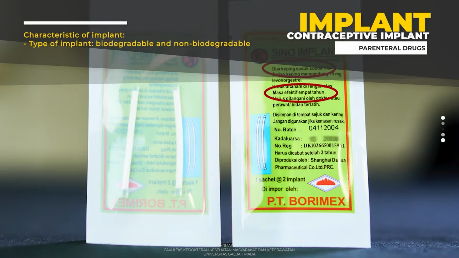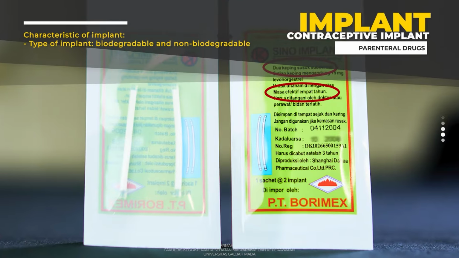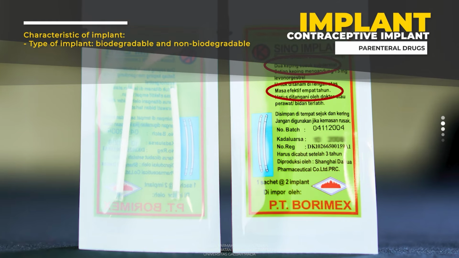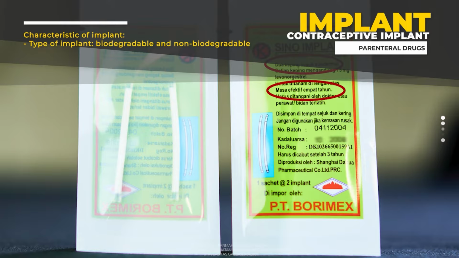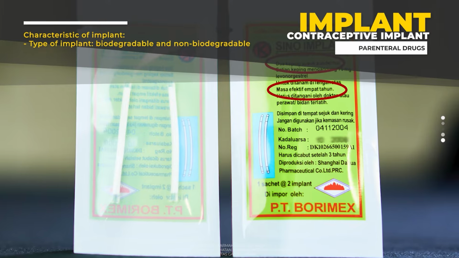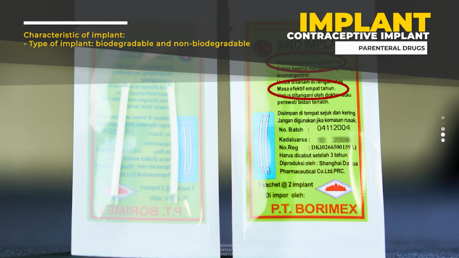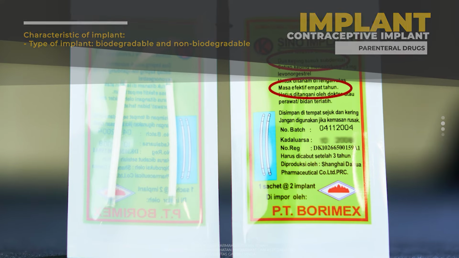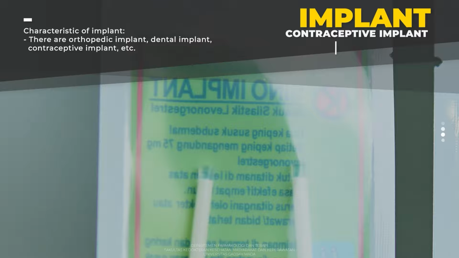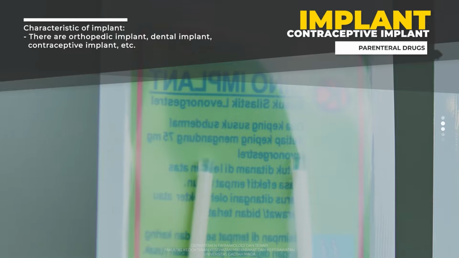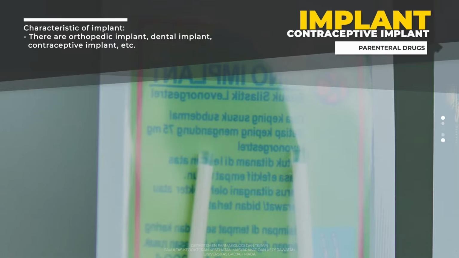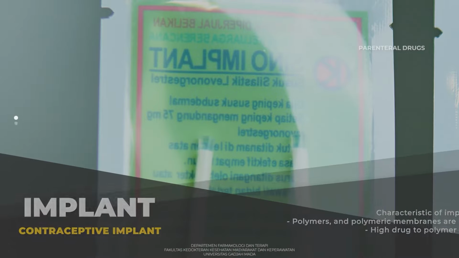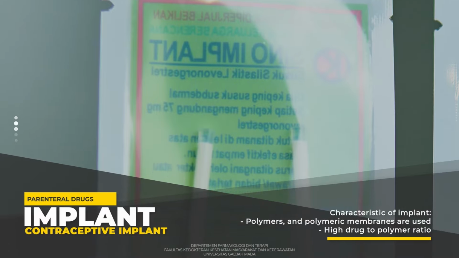There are two types of implants, biodegradable and non-biodegradable implant. The non-biodegradable one should be removed at a certain time point. Implant can also be categorized as orthopedic implant, dental implant, contraceptive implant, etc. In this video, we use contraceptive implant as one example.